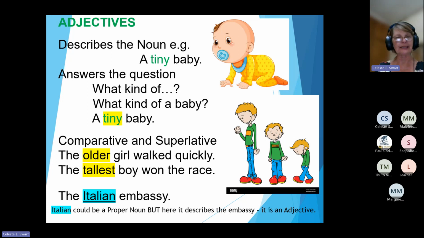Then we have something fascinating that happens, and this has appeared in matric papers before, not like this, but something similar, in which what could be a proper noun actually is describing something else. You could have something like the South African flag. South African is then in an adjectival position because it's describing the flag. So if it's like the Italian embassy, Italian here is serving as an adjective. It isn't a noun here because it's describing the embassy. So remember that one.